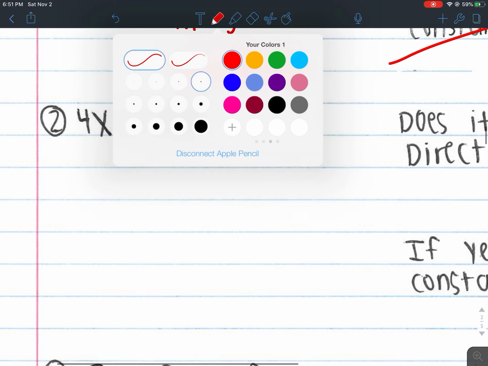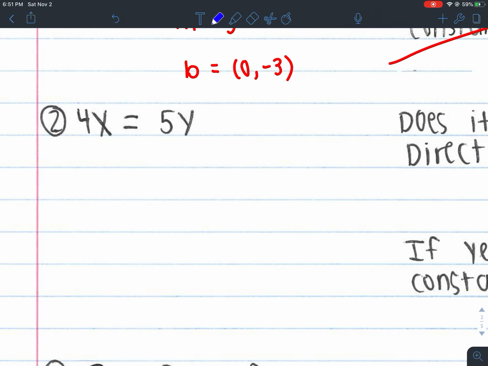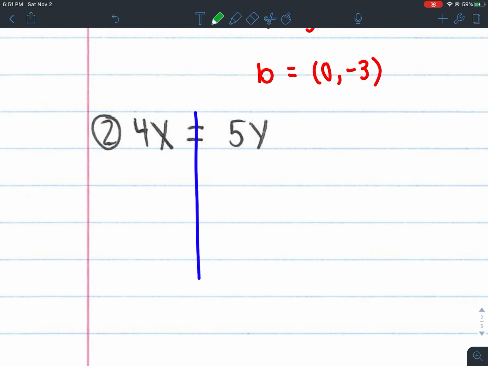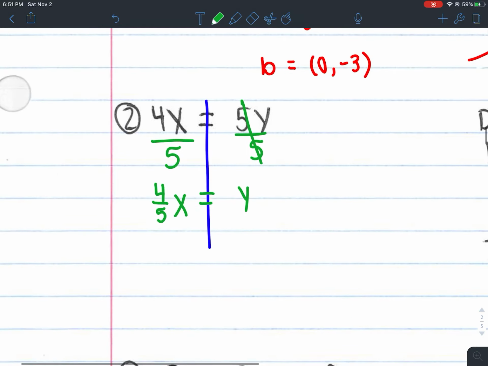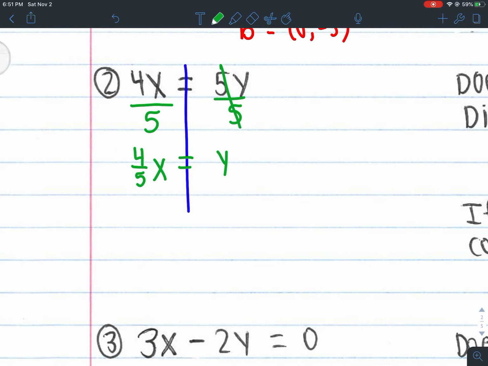Moving on to number 2, 4x equals 5y. I notice that my y is not by itself, so we want to go ahead and get it by itself. The first thing I'm going to do is, well, I notice that the y is on the right side, but that doesn't really matter to me. I still need to get the y by itself, so I need to divide everything by 5. 5 divided by 5 is 1, so I have y over there. And then I have 4/5 x. So I have 4/5 x equals y. And again, it just looks a little funny because it's a little backwards, but that's okay.